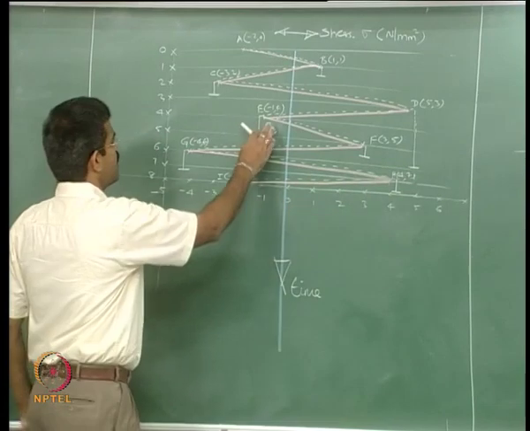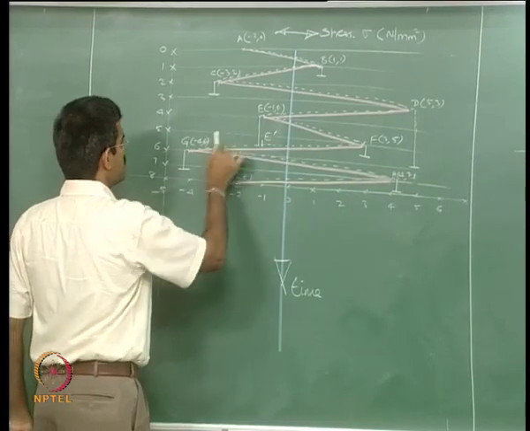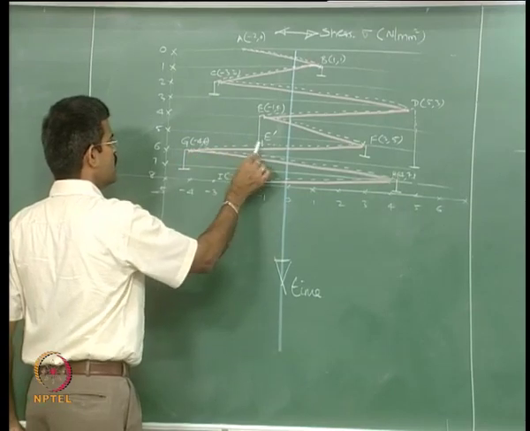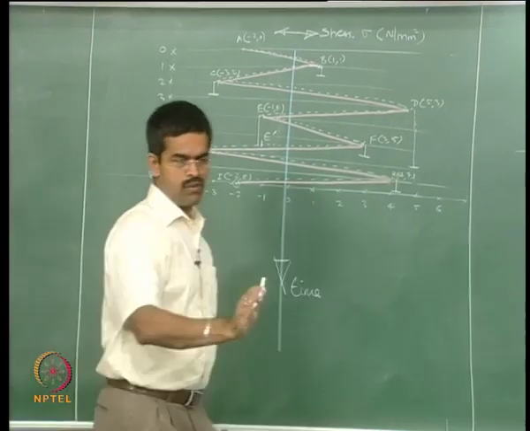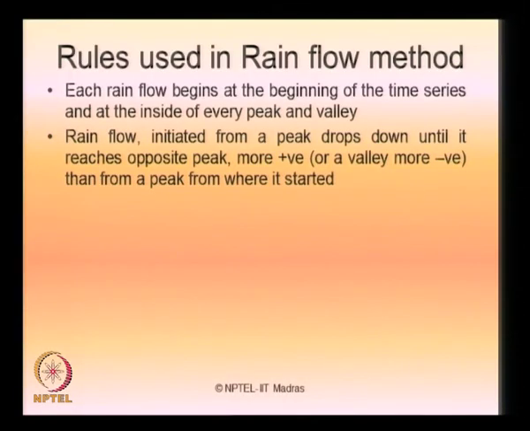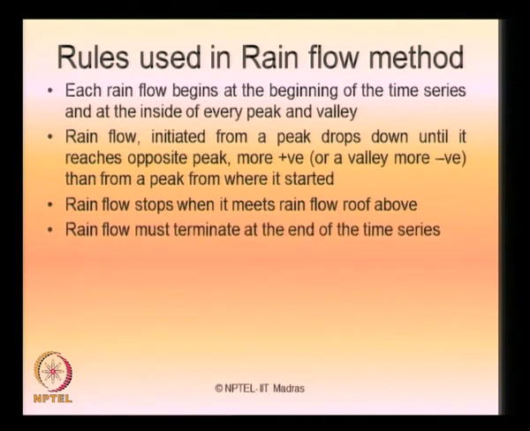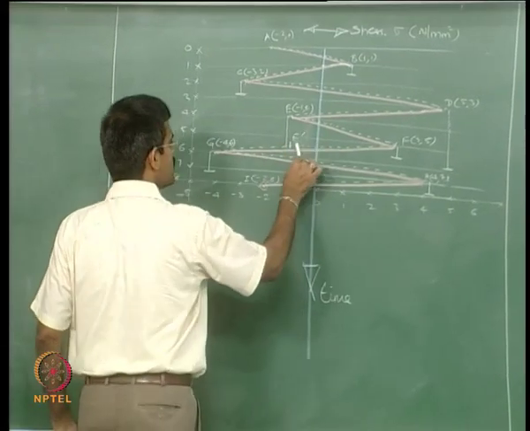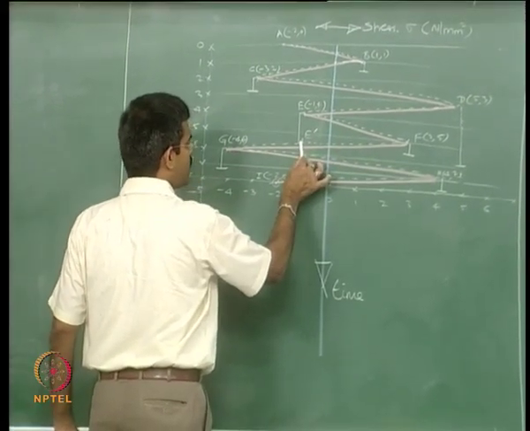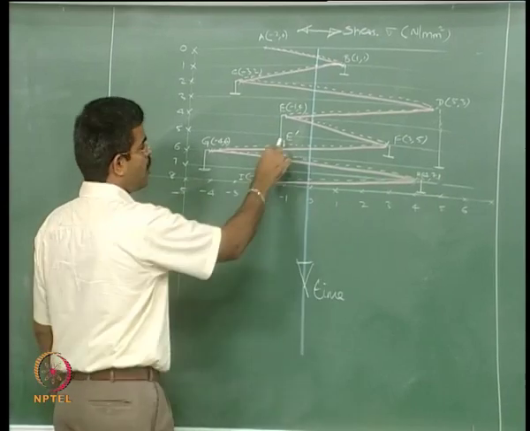So we have taken it this way, and when it encounters a successive peak which is next to this, it rolls over and terminates here. That is what we are trying to say here. So the rain flow initiated from a peak drops down until it reaches an opposite peak which is more positive than the peak from where it has started. The rain flow stops when it meets the rain flow of the roof above. That is what it is here. You can see the point E prime shows that the rain flow has stopped when it reaches the rain flow from the roof above. So it stopped here.